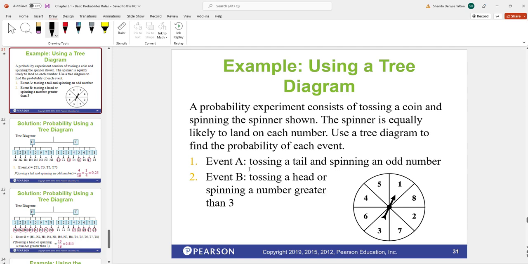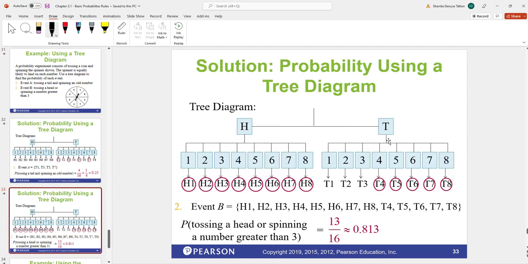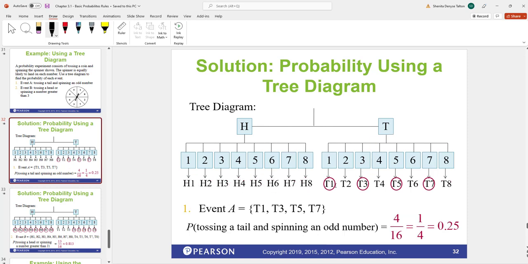So the first question says, what's the probability of tossing a tail and spinning an odd number? So if we look at tails and the odd numbers, we got T1, T3, T5, T7. As you can see, we have a total of 4 outcomes. If we add all these up, we got a total of 16, and it's 4 that are tails and an odd number. So the answer is 1/4 or 0.25. Notice the key word here, it says and.